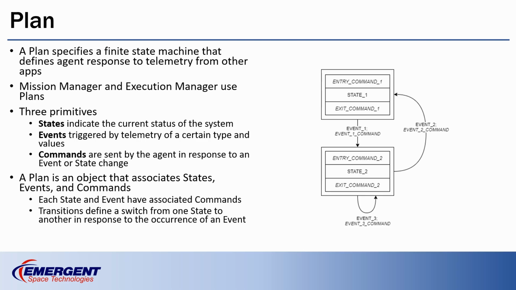If you look at this figure on the right, you'll see kind of the simplest type of plan showing both. We have two states here. Each state has an entry command and an exit command. We have transitions possible from state 1 to state 2, then back from 2 to 1, and then from 2 to itself. Each of those transitions potentially has an individual event associated with it, and that event may have a command associated with it. This gives you a lot of flexibility to specify different types of missions, with commands being associated with events, states, or with neither.